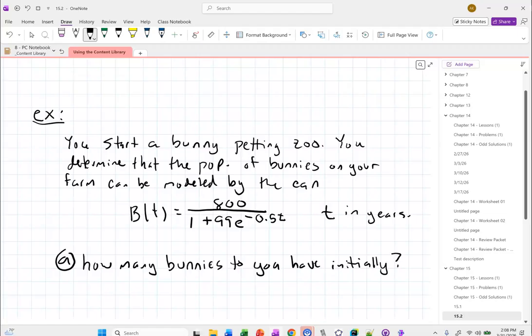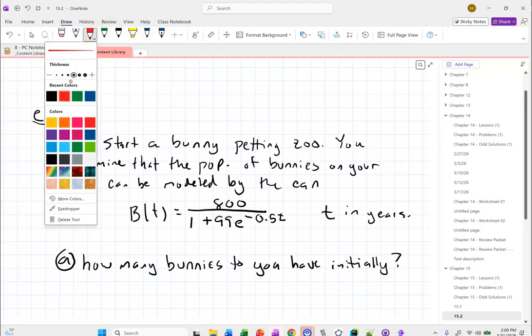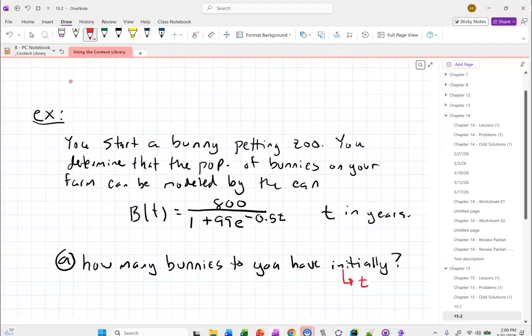All right, you start a bunny petting zoo. You determine that the population of bunnies on your farm can be modeled by the equation B(t) equals yada, yada, yada, where t is in years. And you're asked how many bunnies do you have initially? So the key is that initially means that t equals 0. So we're just computing B(0).